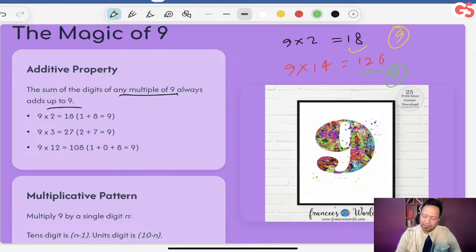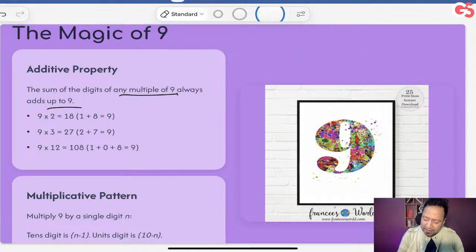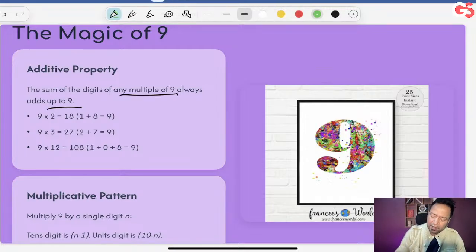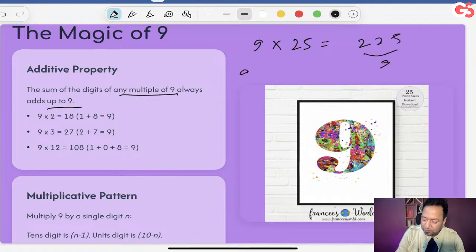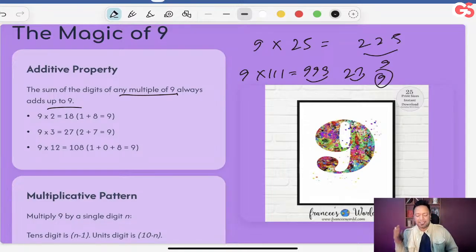There's also a possibility that you might not get 9. You might get something that is a multiple of 9. For example, let me take 9 multiplied by 225. The sum is 9, not a problem. Let me take 9 into 111. I'll get 999. The sum is 27. So whatever you get, if you add it again, you'll get 9 again. That is the great property of number 9.